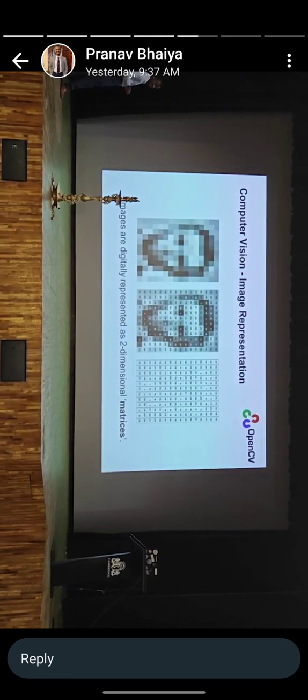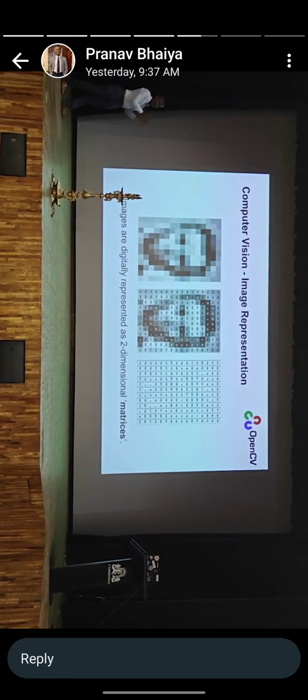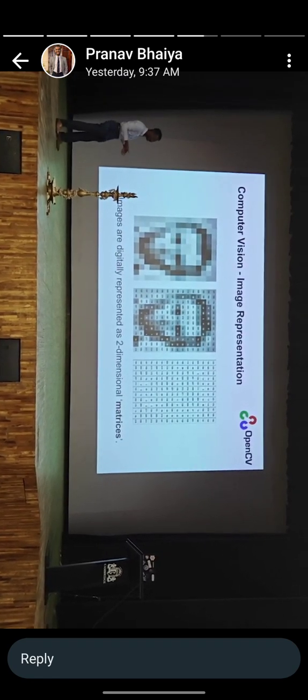But let's look at a dark point over here. This one is 0, which means it's a dark pixel. That is how it's represented as well. Images are digitally represented as two-dimensional matrices, and that's what you can see over here without the pixel overlay.